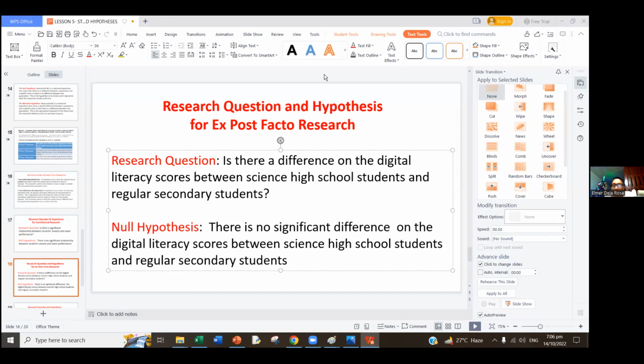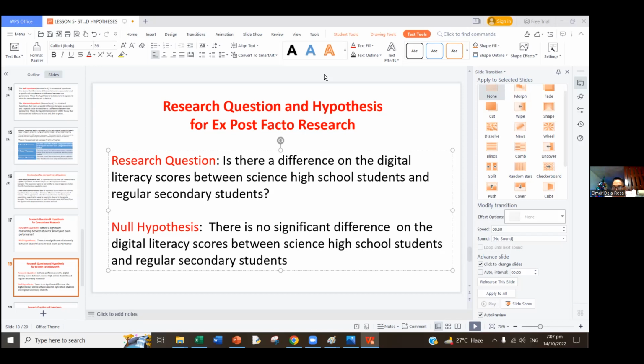Tama. Mu science high school is greater than mu regular secondary students. Kasi ang null mo, mu science is equal to mu regular. Ang alternate mo na non-directional ay science is not equal to regular. Ang alternate mo na directional could either be science is greater than regular or science is less than regular. Naintindihan ba yun?